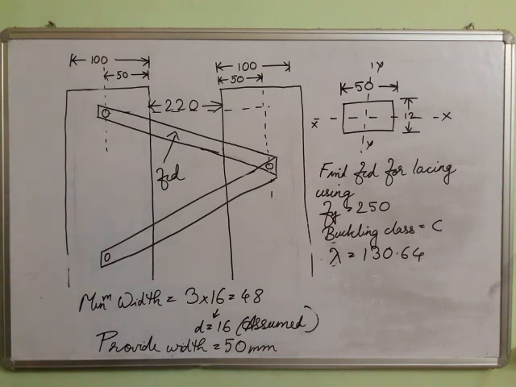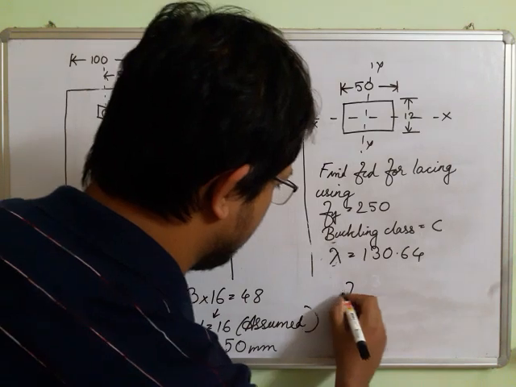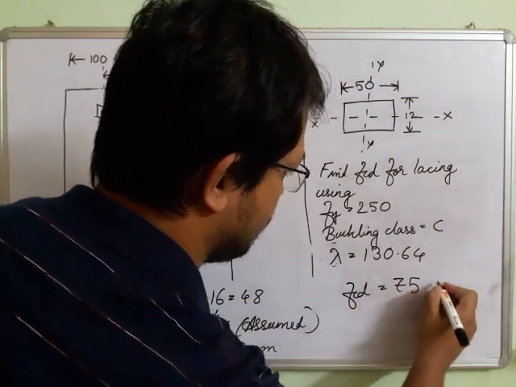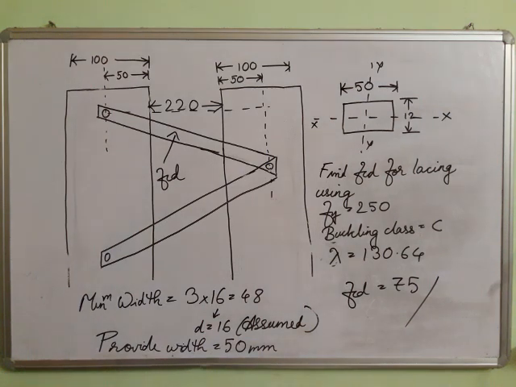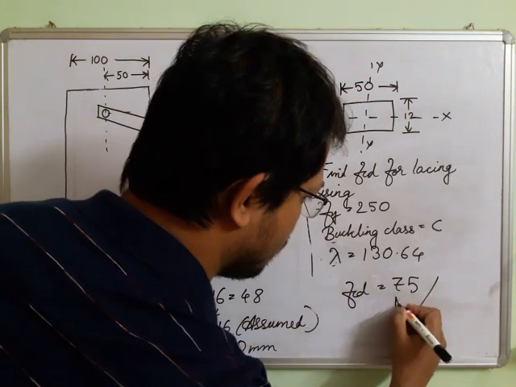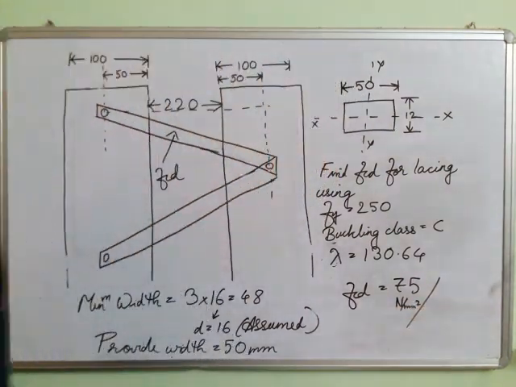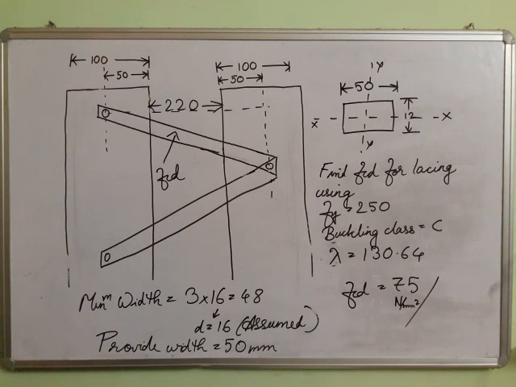So you go to page number 42. Okay, so in page number 42 you can find out. So ultimately you will find fcd 75. Okay, approximately 75 you will get fcd. Now this is the what? This is the capacity of compressive stress that it can take. The lacing can take a compressive stress of 75 Newton per mm square.